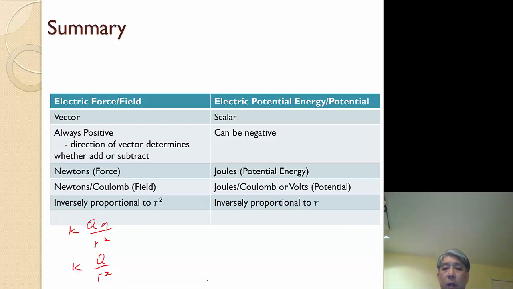Similarly, on the electric potential side, these are all scalars. The P words are scalars. They can be negative, and direction doesn't matter. Distance will, distance between the two charges or distance to a central charge. Potential energy is measured in joules, and potential is measured in joules per coulomb, or the term we'll more likely use, volts. And these two are going to be inversely proportional to R.